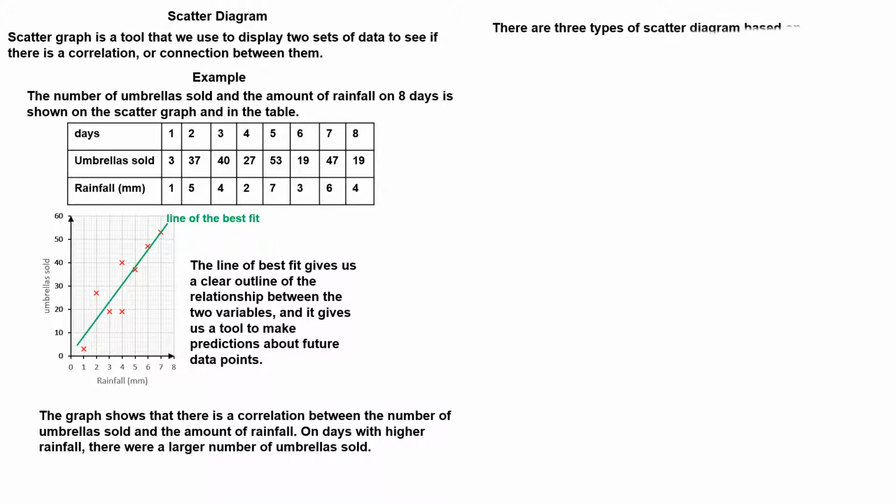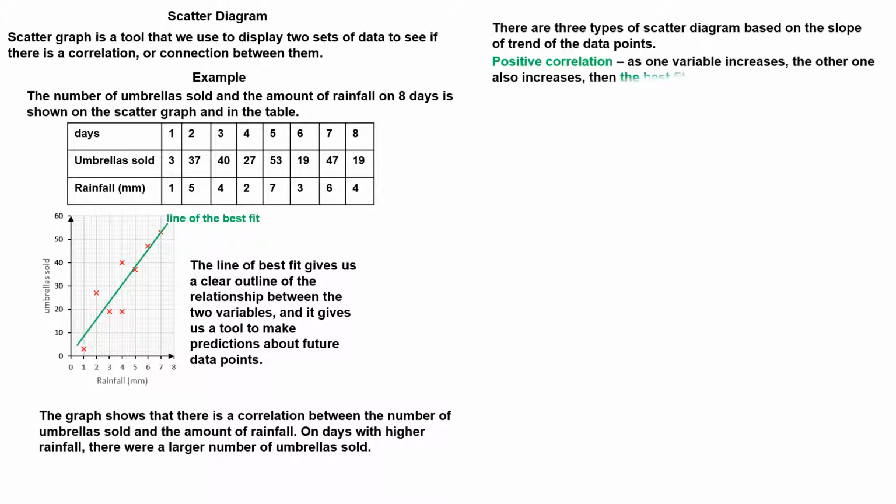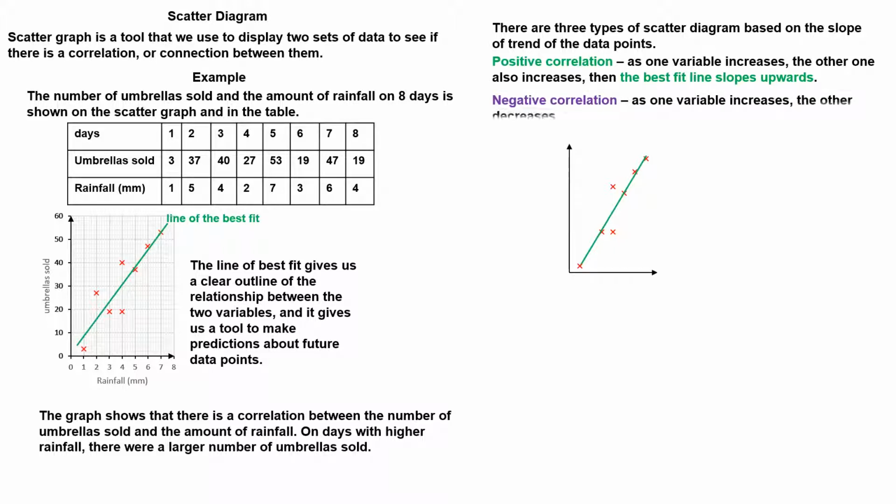There are three types of scatter diagram based on the slope of the trend of the data points. Positive correlation: as one variable increases, the other one also increases, then the best fit line slopes upwards. Negative correlation: as one variable increases, the other decreases, then the best fit line slopes downwards.